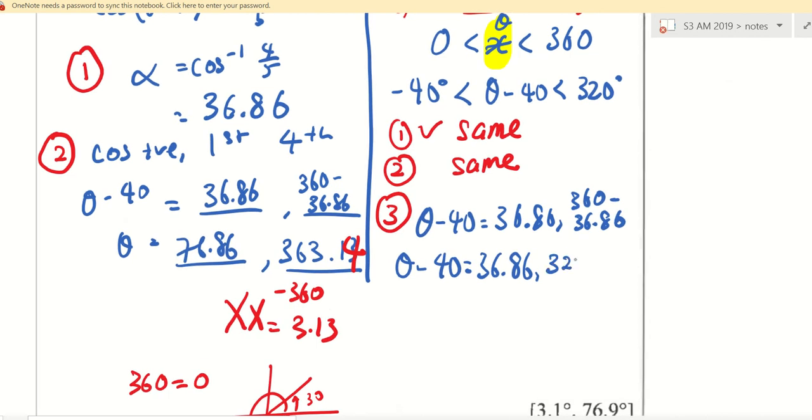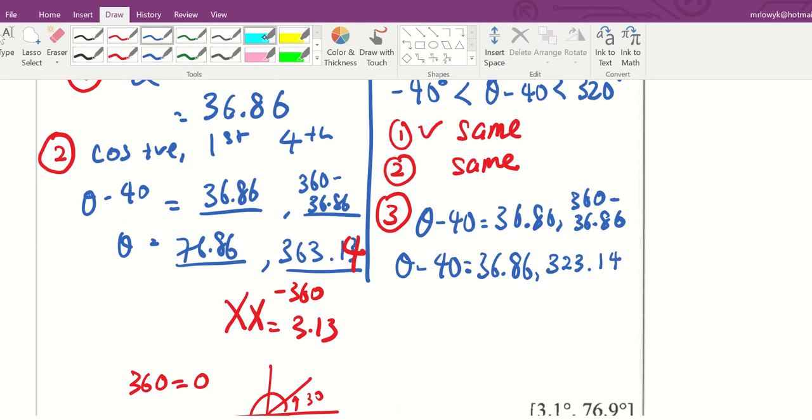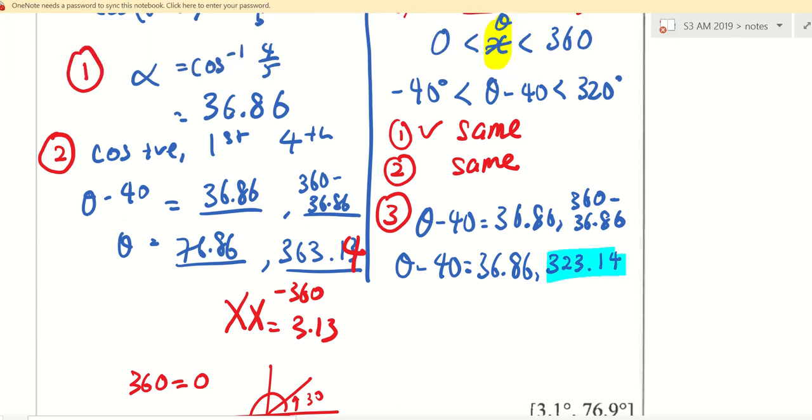This number is actually bigger than this number. Don't get it? Step 3, I didn't change anything. I still do theta minus 40, 36.86, quadrant 1, quadrant 4, 360 minus the reference angle. But what I do differently is I never bring over the 40 yet. I ask myself these two, and then I check the range. Is 36.86 between negative 40 to 320? Yes, right? Nothing wrong with this one, keep this one.